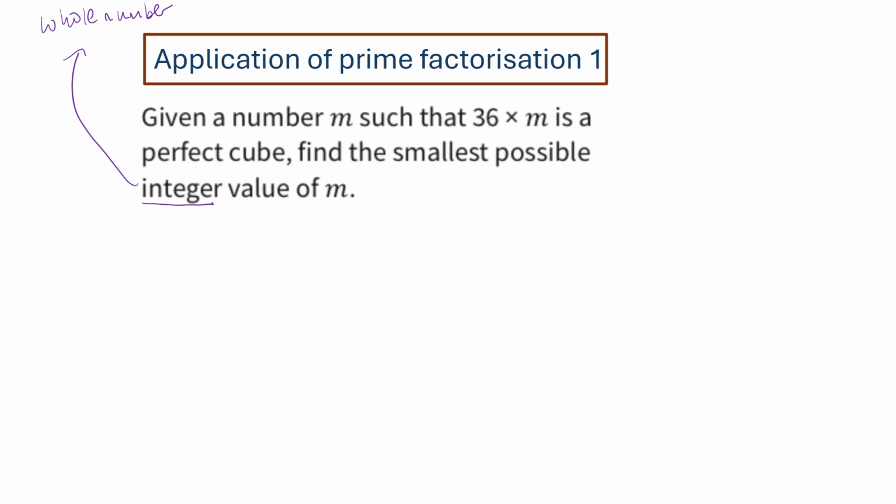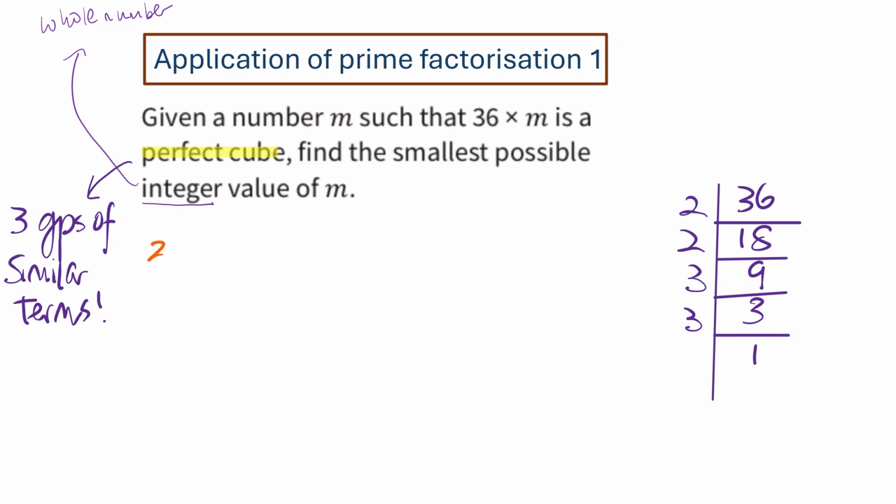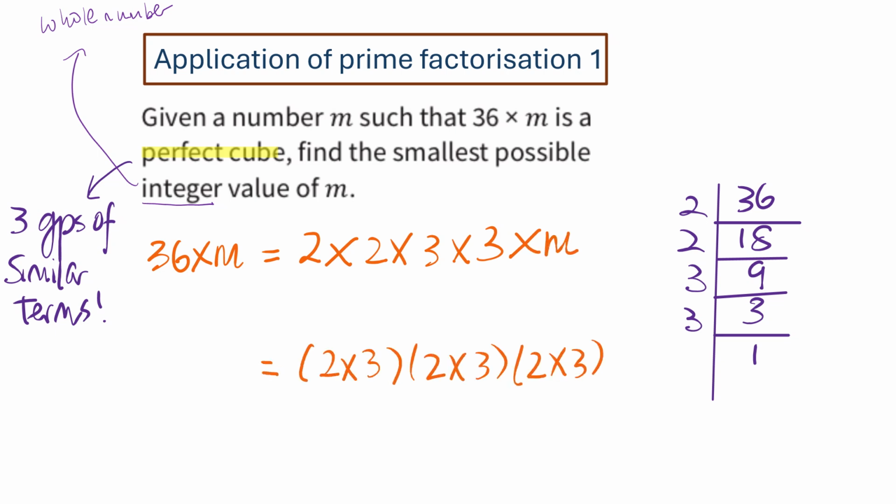First of all, we use repeated division to write 36 as a product of its prime factors. And perfect cube means we need to have three groups of similar terms. So 36 times m can be written as 2 times 2 times 3 times 3 times m. As the product, we need to have three groups of similar terms. So we will need 2 times 3 as one group, a second group, and a third one.